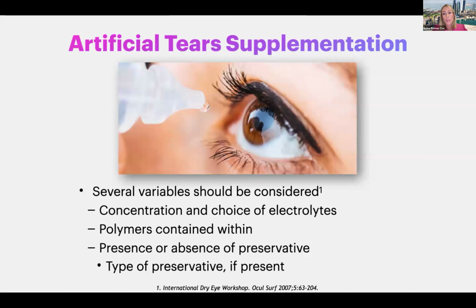Artificial tears, of course, are a mainstay of treatment for all severity grades of dry eye disease. And when selecting the right drops for our patients, there are several variables that should be considered. We should look at the concentration and choice of electrolytes. We should look at the polymers they contain, and of course, if there is a presence of preservative, and if yes, which one is present.